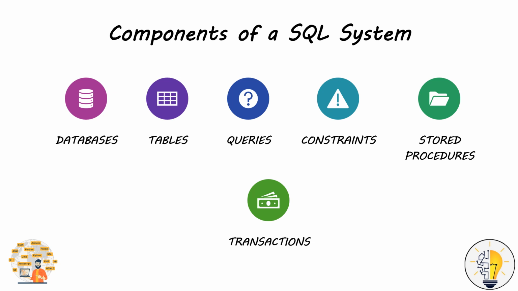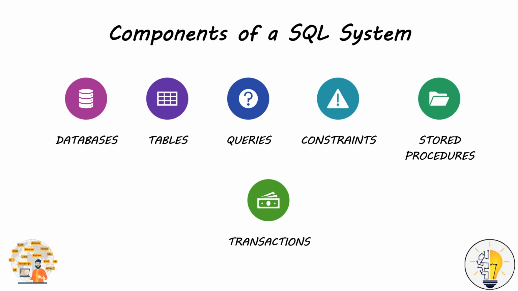So these are the different components that a SQL system has. First is database. A database is a structured collection of data. It can be organized in the form of tables, rows, and columns. It is used for storing information efficiently. That is why you call it a database.